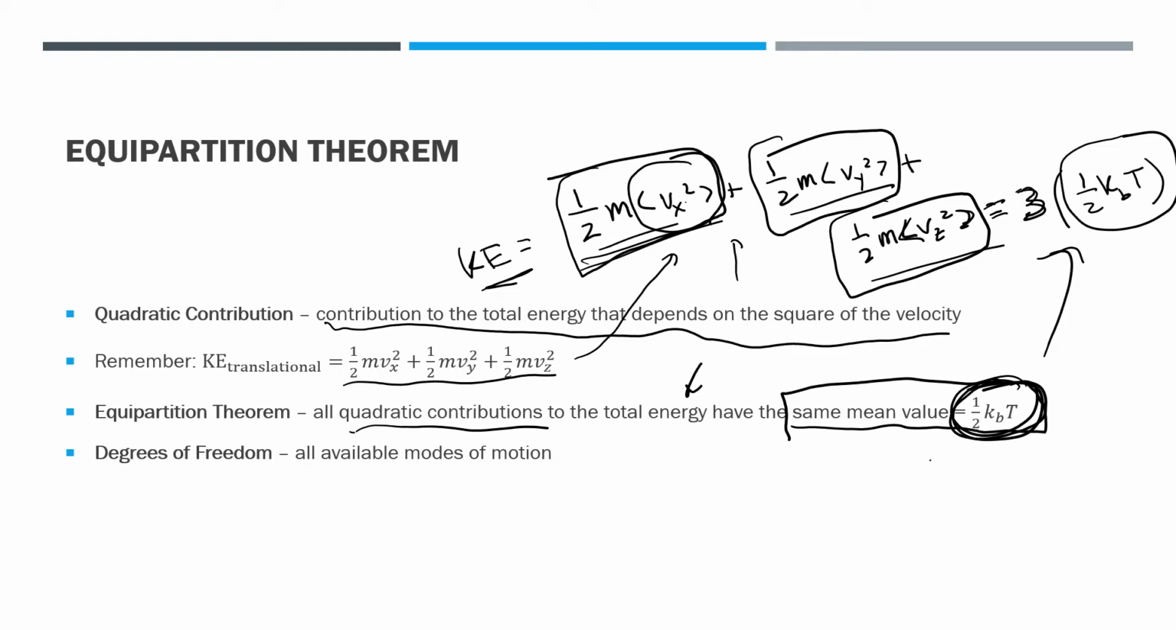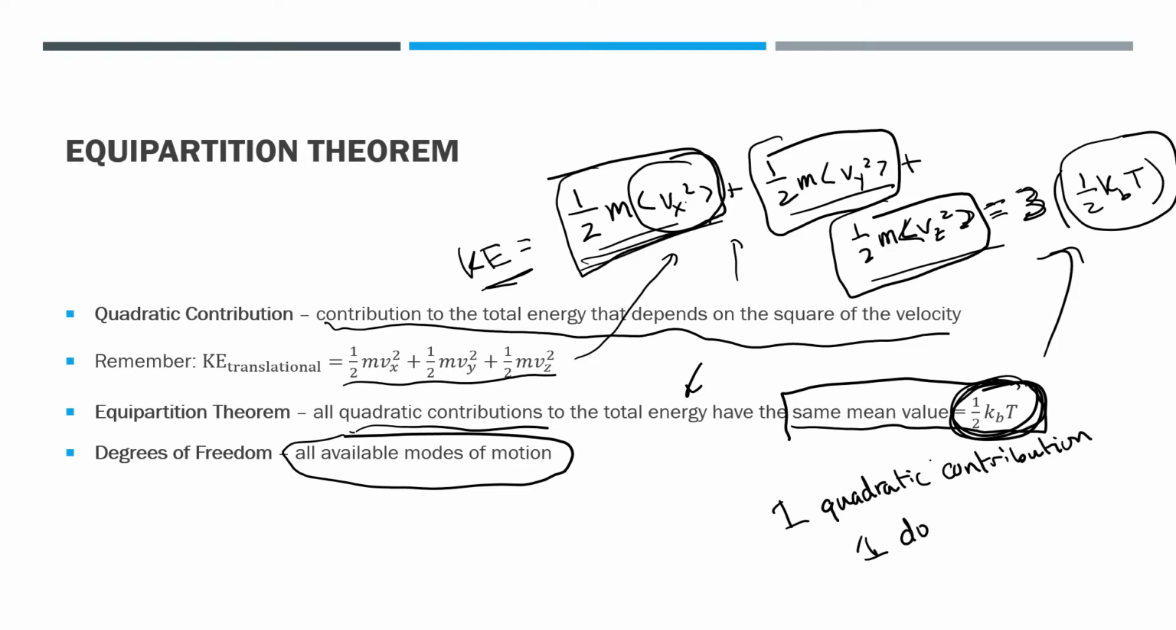Okay, so now let's talk about degrees of freedom. Degrees of freedom is just defined as all available modes of motion. So let me connect degrees of freedom to quadratic contributions. Basically, you need to find the total number of quadratic contributions if I want to find the total kinetic energy, right? So how do I do this? Each of these contributions is given by a degree of freedom. So one quadratic contribution is basically given by 1 degree of freedom.